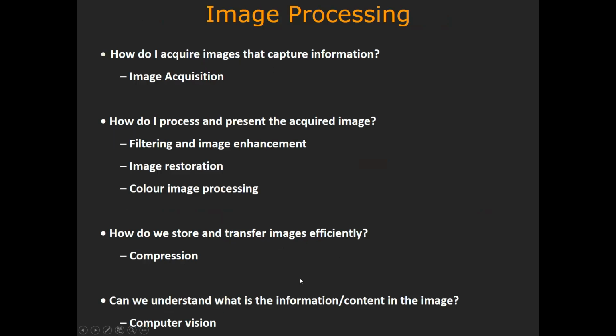So image acquisition is how we acquire the images. Then, how do I process and present the acquired image? In that we are going to study filtering and image enhancement, image restoration, and color image processing. Then, how do we store and transfer images efficiently? Image sizes might be very large, which might be difficult to transmit, since it needs a large bandwidth. So we have to compress those images. And finally, we recognize those images, and object detection comes under computer vision.